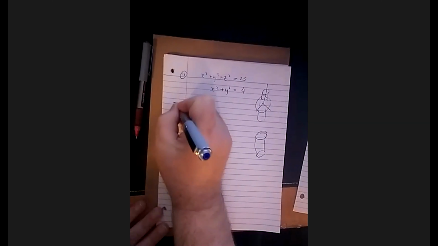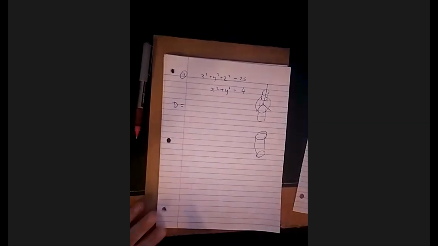So the first thing we need to know is who D is, because you always have a D and then you have a double integral. Now D is going to be the intersection of these two shapes.